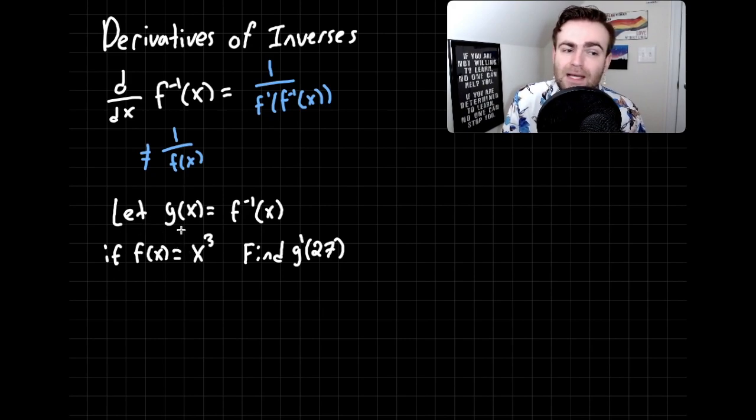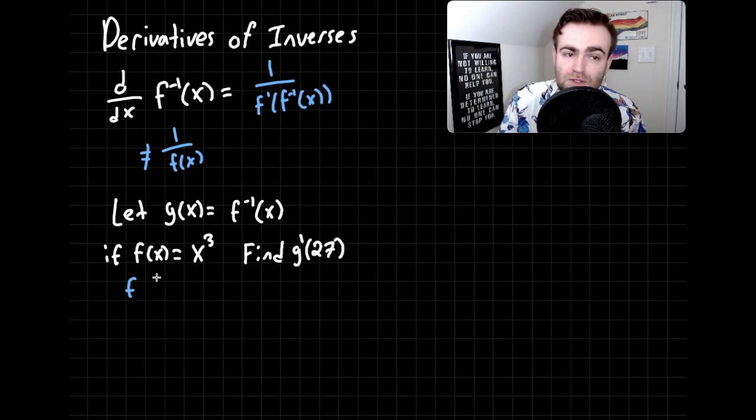They'll say, let this other function be defined as the inverse of the function you're given. If this is the function that you're given, find g prime of that number. So we're going to do a couple of things before we even move to this, because we need to know what the value of f prime of that number is, and we need to know what the derivative of f is. We're going to do both of those before we even look at using the formula.